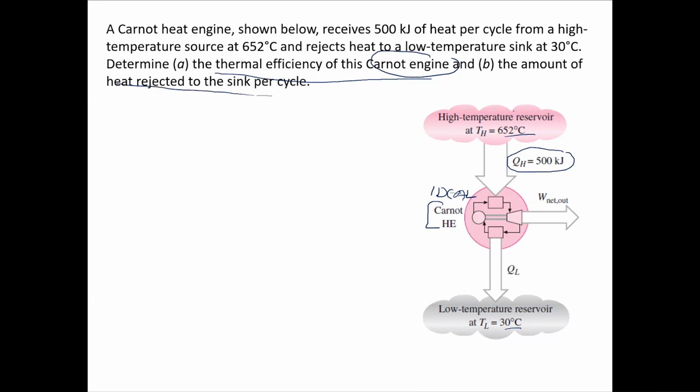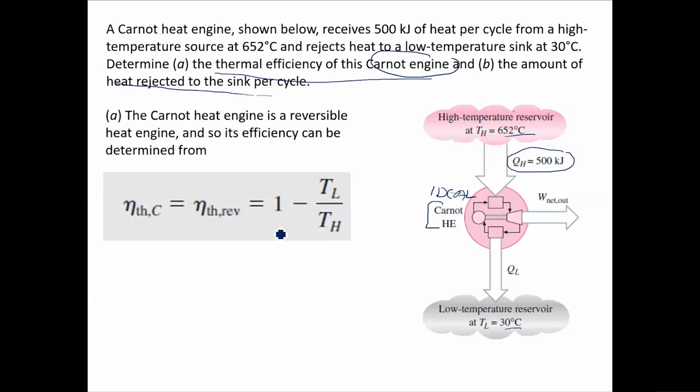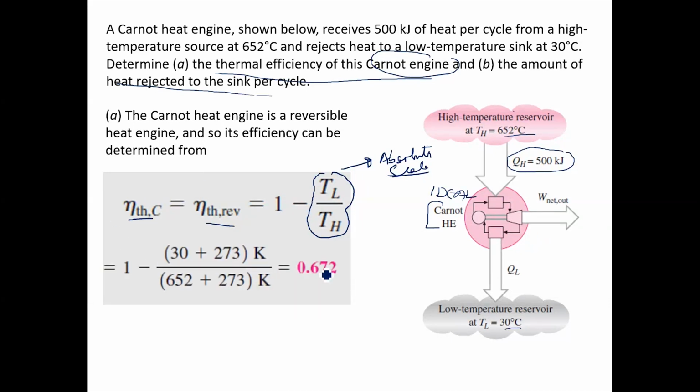Then, the amount of heat rejected to the sink per cycle. Remember that whenever you have to use this form of efficiency, the Carnot efficiency or the reversible efficiency, you have to use 1 minus TL over TH, and the temperatures are in absolute scale. Remember this. So you will convert them into absolute scale and you'll find that the answer is 0.672.